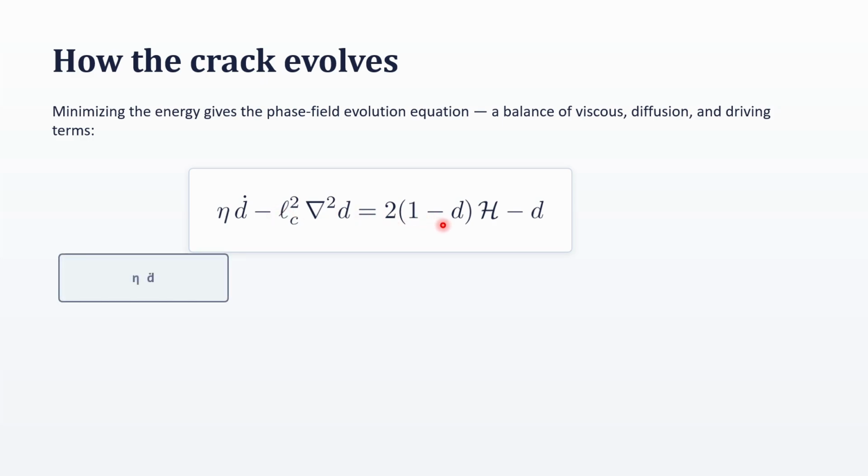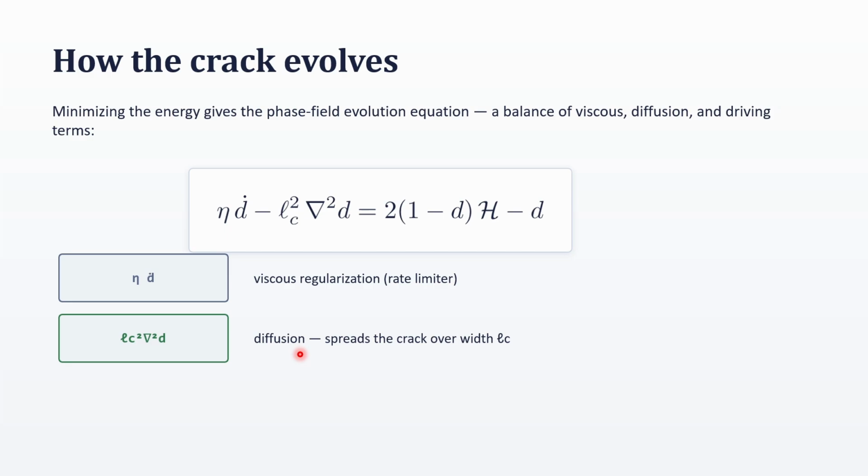So you have this term eta d dot, which is the viscous regularization or the rate limiter. You have this term Lc square nabla square d, which is the diffusion term. It spreads the crack over width Lc. And you have this term, which is the evolution term or the driving term, because the driving force from the history field H is present. So this history field H is acting like the driving force of the phase field crack.